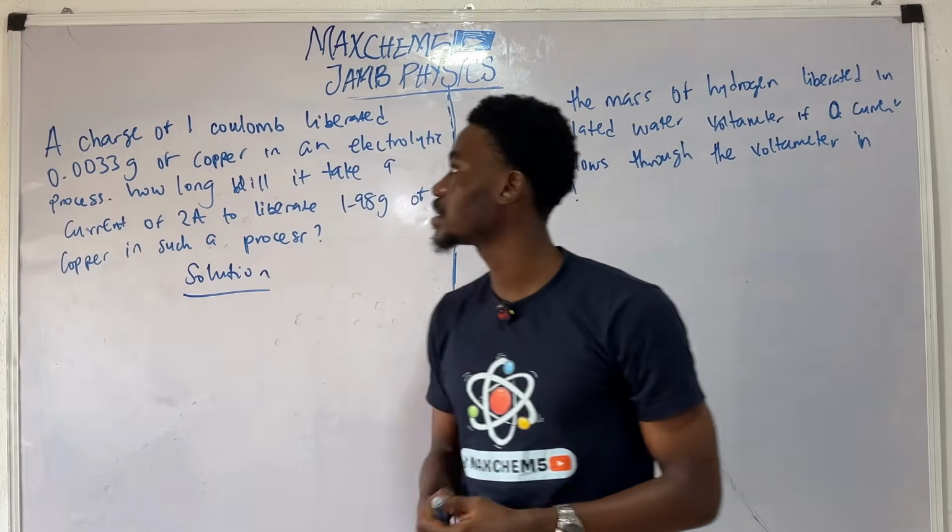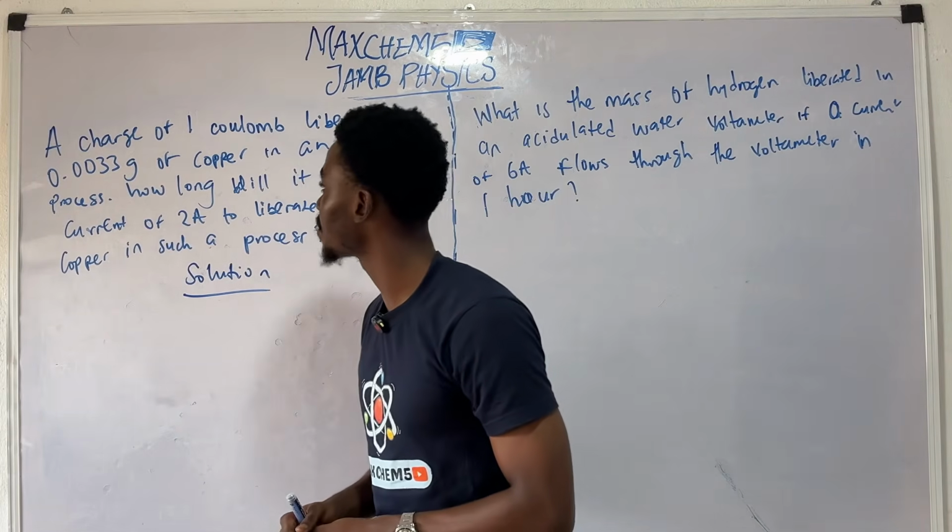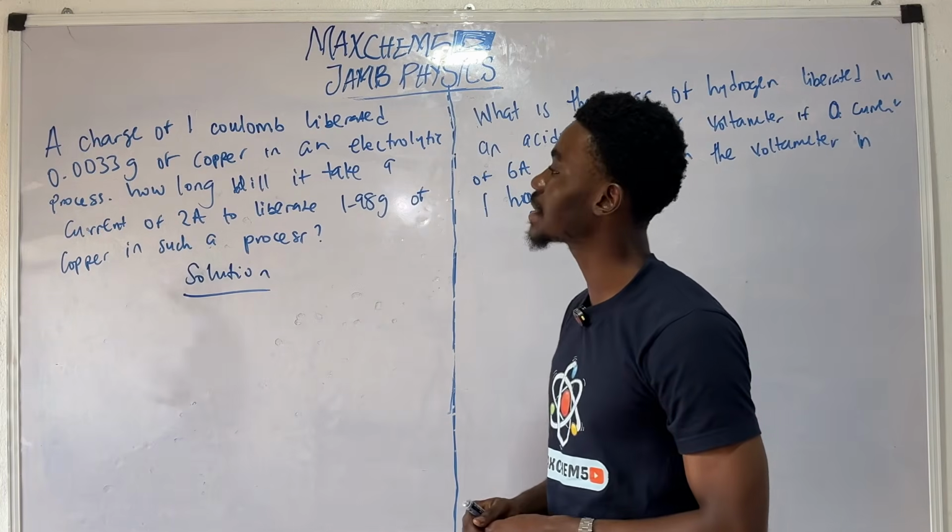Here I have a question that says a charge of 1 coulomb liberated 0.0033 grams of copper in an electrolytic process.